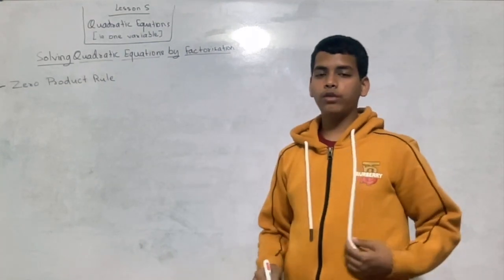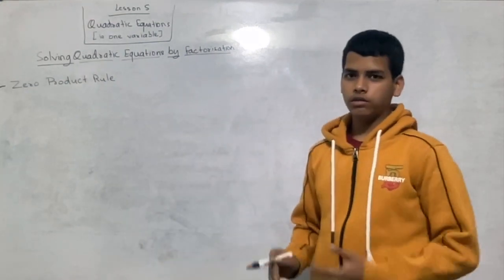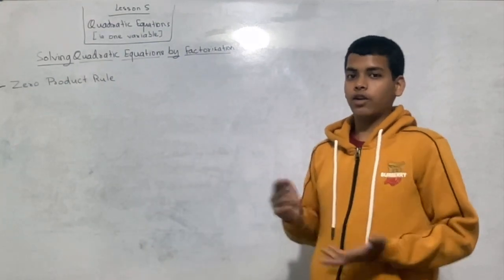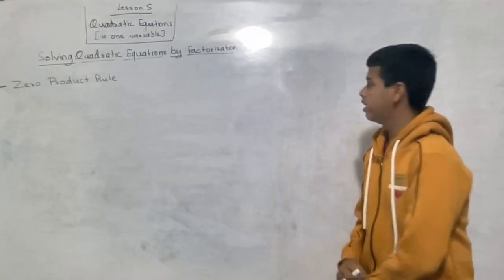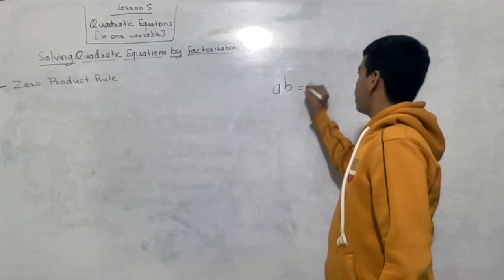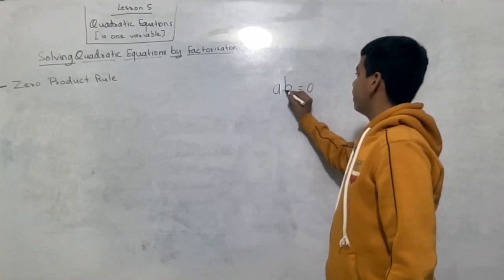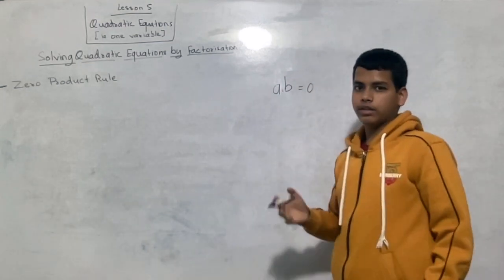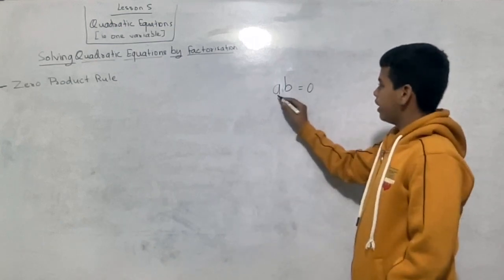First of all, you have to learn the zero product rule. Now this is not just a rule, I call it just common sense. Here I have an equation AB is equal to 0. AB means A into B. When there is nothing in between, we call it multiplication. So AB is equal to 0.